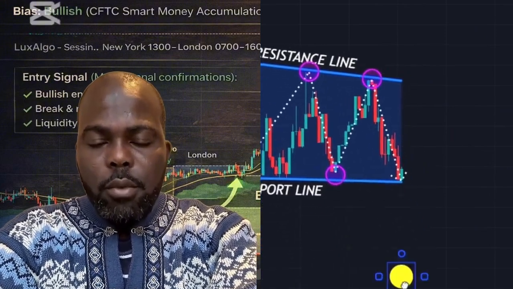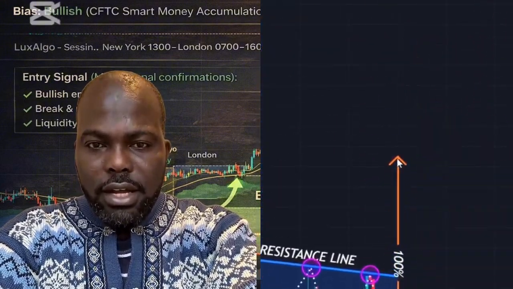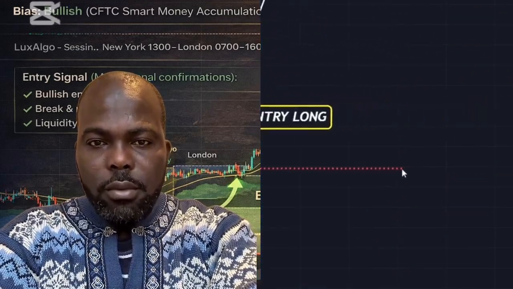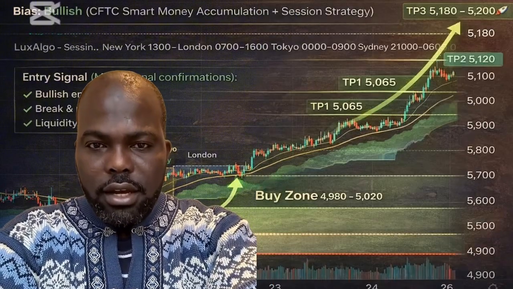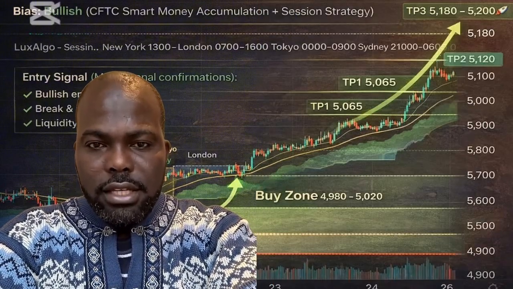Now, this is very important to understand. Support and resistance is not one exact price. It is an area. Price does not reverse at one perfect number. It reacts within a zone because the market is made of orders, not single prices. That's why zones work much better than drawing thin lines.